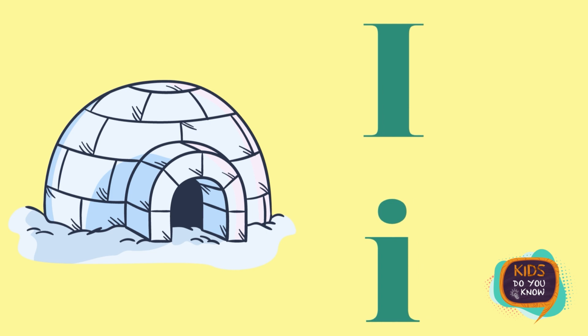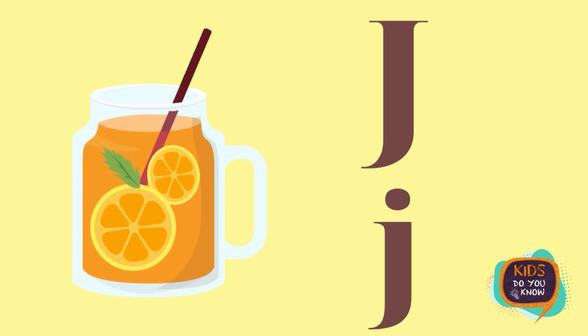I is for igloo. I, i, igloo. J is for jug. J, j, jug.